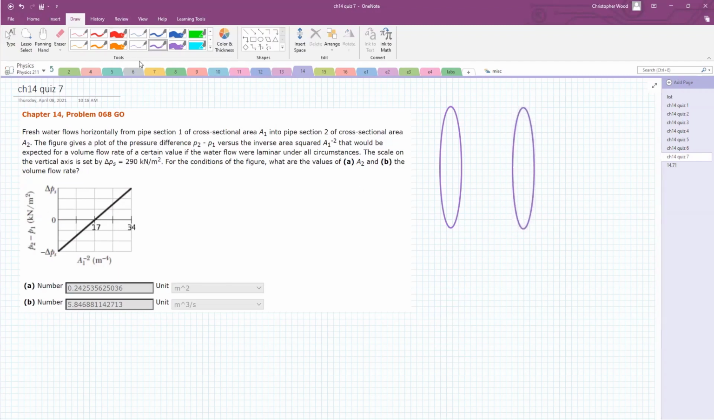This is what the pipe looks like if A1 equals A2. This is cross-sectional area A1, and this is cross-sectional area A2. If A1 equals A2, that's what the pipe looks like. If A2 is less than A1, then the pipe looks like this, and I have this narrowing. I have a pipe that's narrowing. So this is what the pipe would look like in the case where A2 is less than A1, like that, and like that.